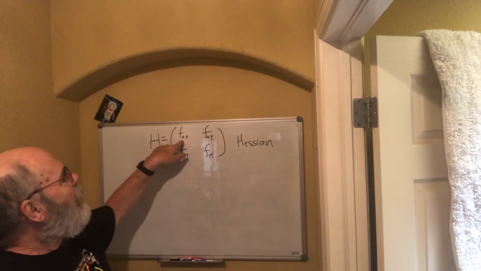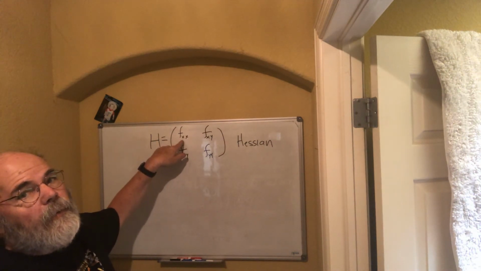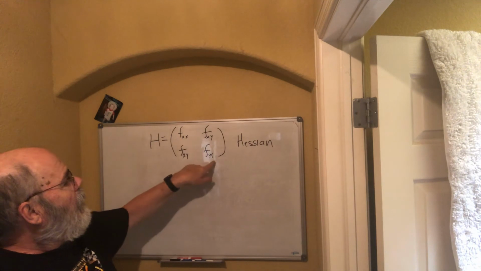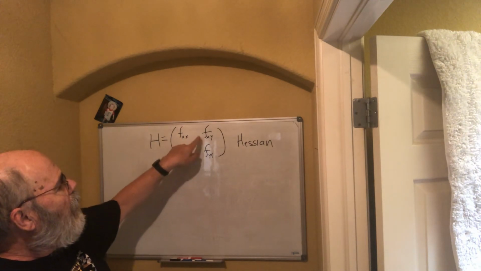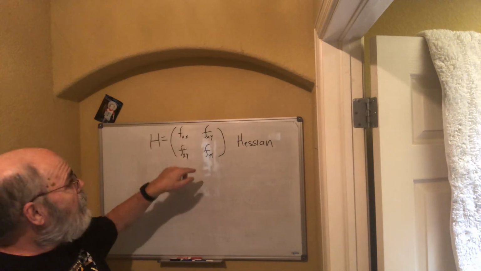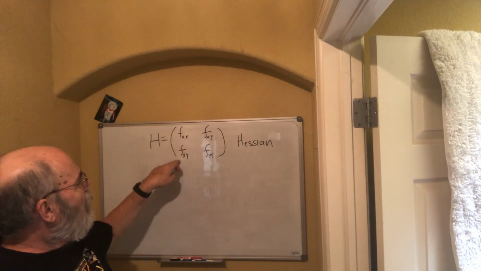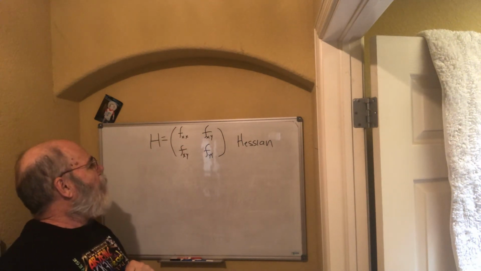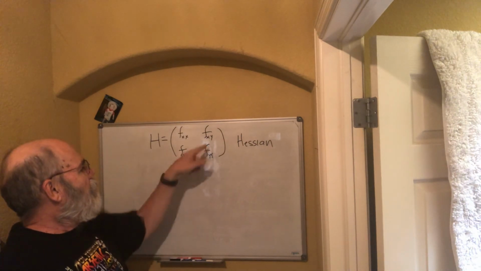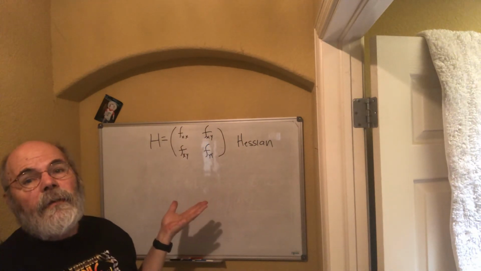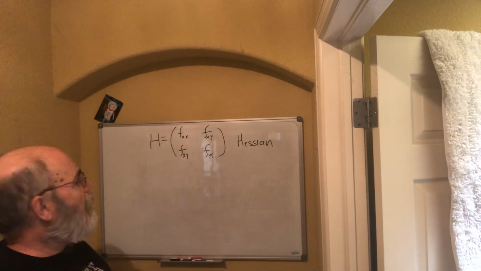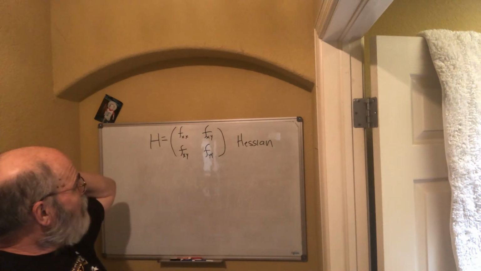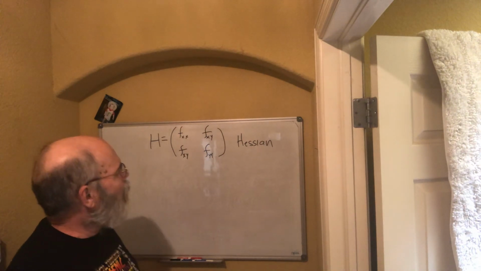There's the second partial derivative with respect to x, and the second partial derivative with respect to y, and those are the diagonal elements. And then over here, we have the cross derivatives, fxy, which is the same as fyx, otherwise none of this makes sense anyway. All right, so this is the thing that we need to look at.